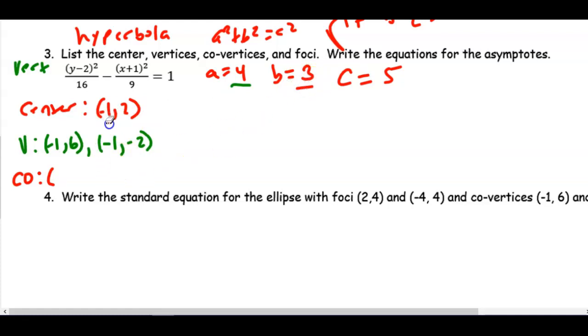So if I go left 3, negative 1 minus 3 would be negative 4, 2. And the other one would be right 3, so negative 1 plus 3 would be 2, 2. Notice the y value didn't change right here. And then I've got to do the foci, which is still on the same axis as the vertex. So I've got to go up 5 and down 5. So 2 plus 5 is 7, so for my foci, negative 1, 7. And for the other focus, I've got to go down 5, so 2 minus 5 is negative 3. So remember, the vertex and the focus are on the same exact axes.